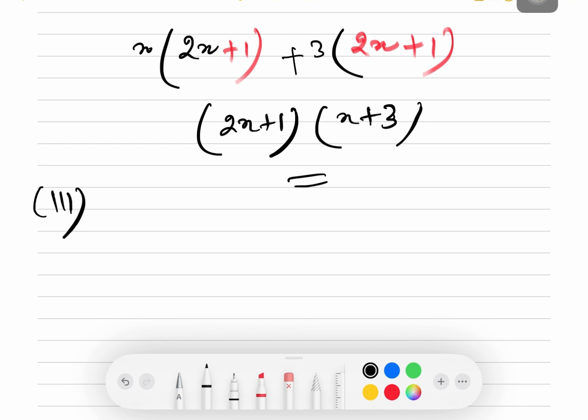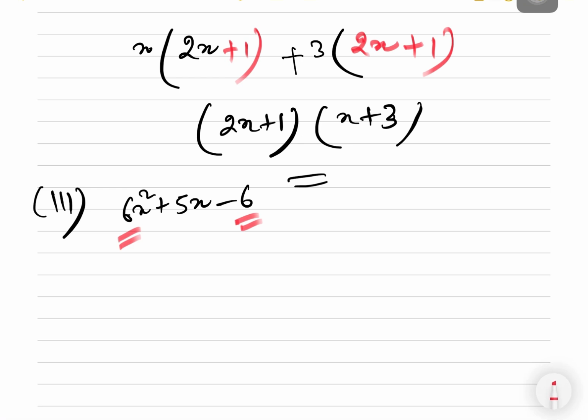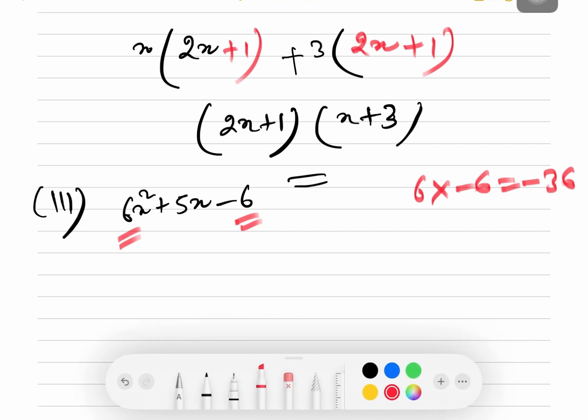Third part, they have given 6x square plus 5x minus 6. So we have to multiply the last constant term with the coefficient of x square, which is also 6. So 6 into minus 6 will give you minus 36.